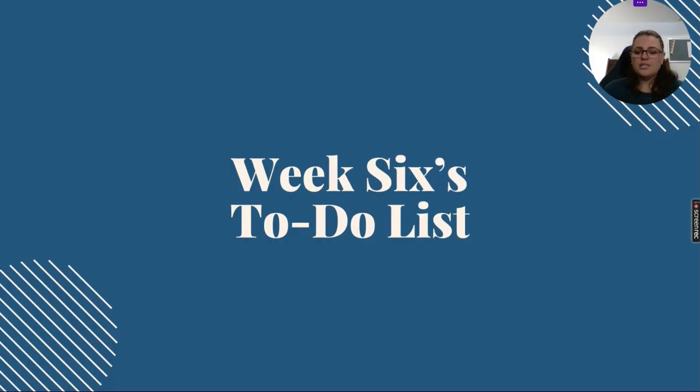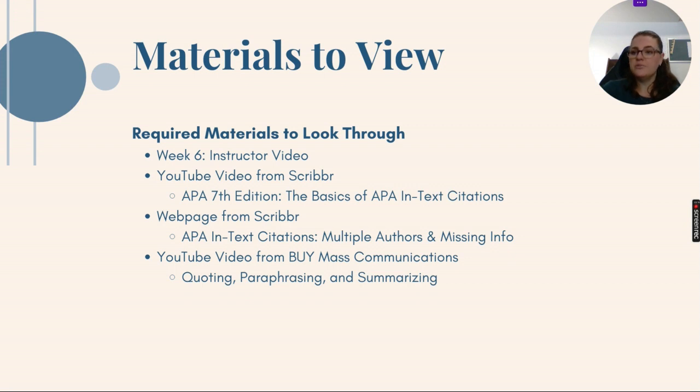So this week for our to-do list, here are the materials that you will need to look through as required materials. We have this video, our week 6 instructor video. We have a YouTube video from Scribbr, which is the APA 7th edition, Basics of APA in-text citations. We have a web page from Scribbr, which is looking at multiple authors and missing information with our in-text citations. And then we also have a YouTube video from BYU Mass Communications about quoting, paraphrasing, and summarizing. They break down each of those and how best to do them.